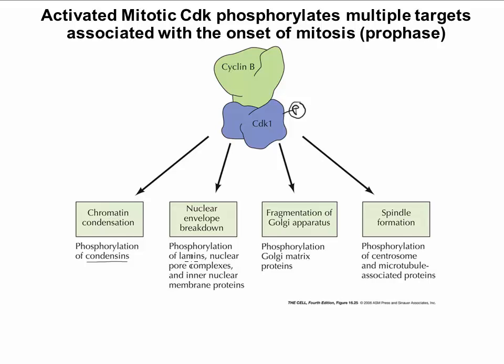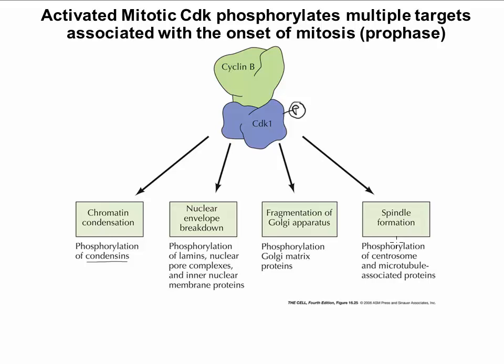Another set of target proteins are proteins that are associated with the nuclear envelope and the nuclear lamina. So when these proteins are phosphorylated, that is what is going to trigger the fragmentation of the nuclear envelope. Proteins in the Golgi get phosphorylated, and that's associated with fragmentation of the Golgi complex, which is necessary for cytokinesis to occur. And then phosphorylation of microtubule-associated proteins and centrosome proteins is required in order to facilitate the rearrangement of the microtubule network in the cell to form the mitotic spindle.